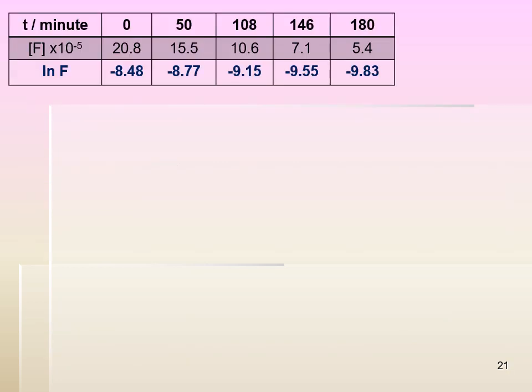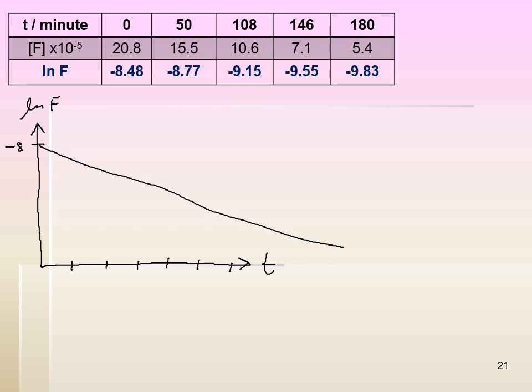Okay, here is the data, and then I'm going to plot roughly the ln F here, starting from -8 going down to -10. Since this is t, we're going to have 20, 40, 60, 80, 100, until 180 here.